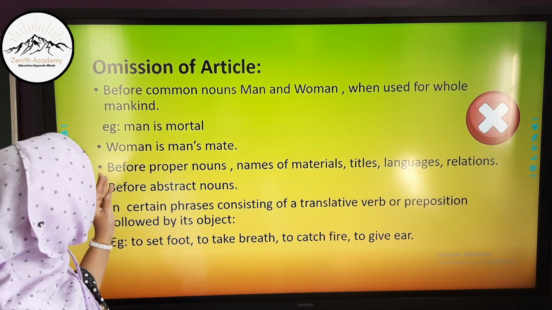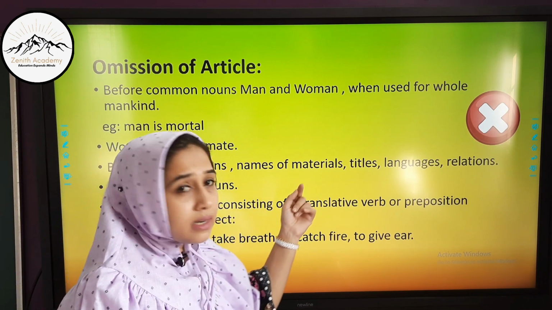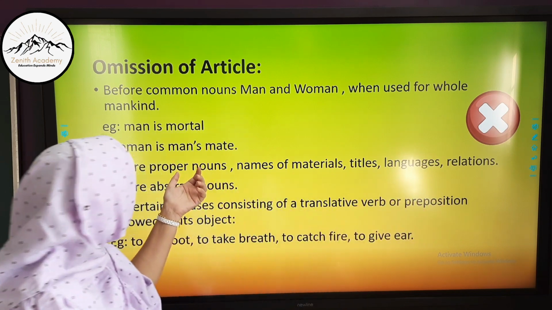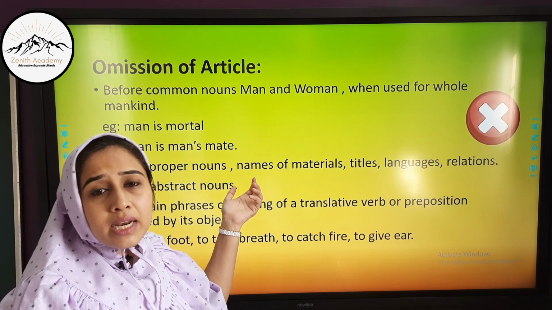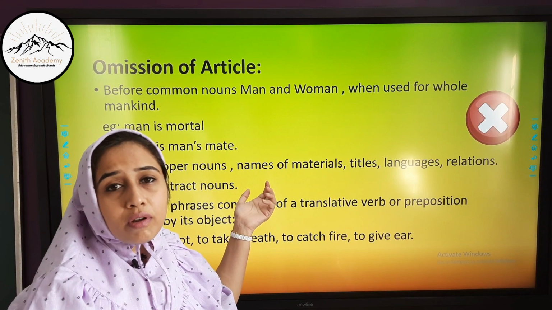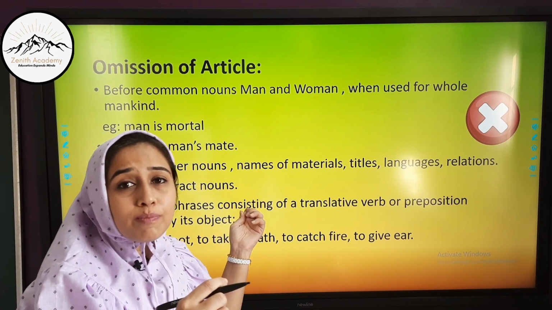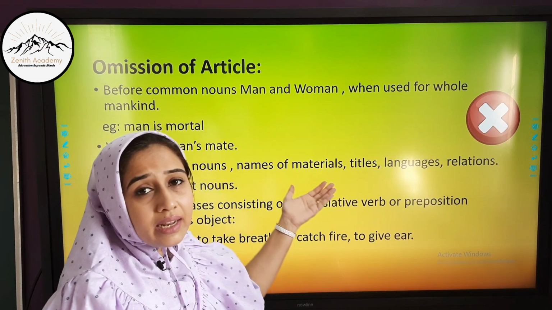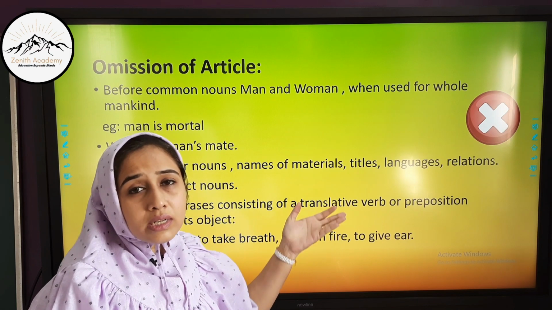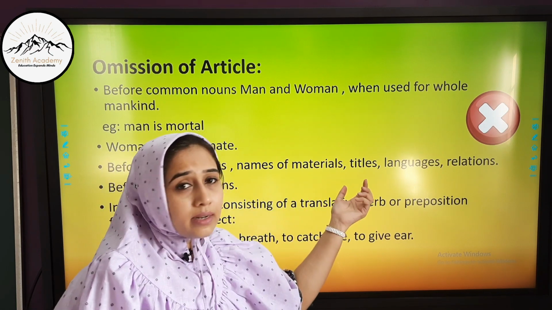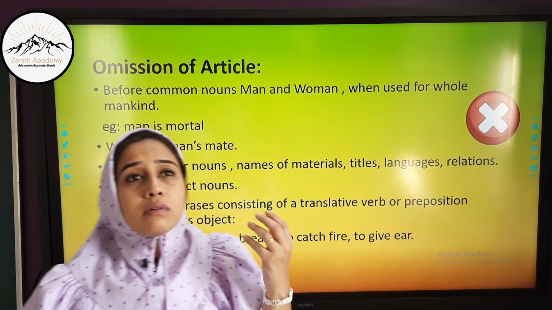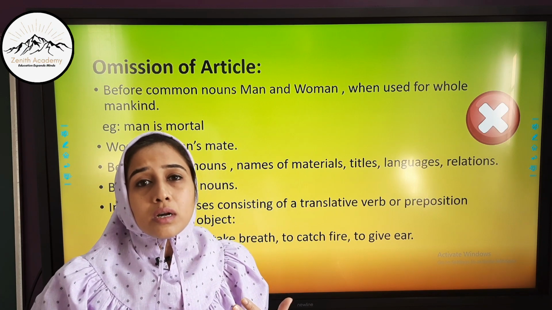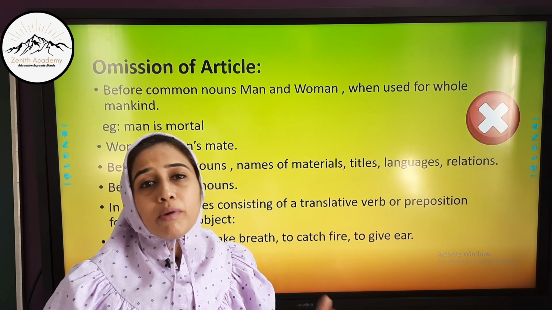Next one is before proper nouns, names of materials, titles, languages and relations. I will give you examples of all of these. Proper nouns like names of people, Seema, Rita, or a proper noun. Rose plant is very beautiful. We do not say the rose plant. If we say the rose plant, it defines the particular plant we are talking about. Names of materials like coal, gold, all such things, we do not use any article. Titles. Titles are the names given to people when they achieve greatness, like Lord, Sir. So we do not use any article before mentioning these titles.